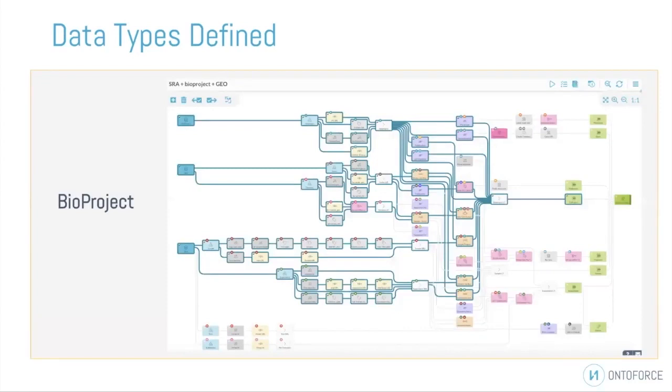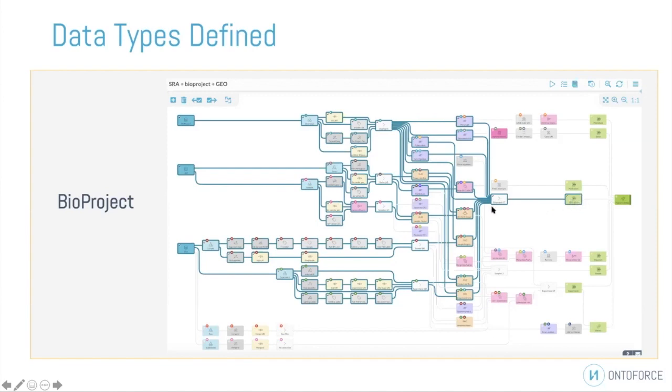But what is more interesting, maybe under the hood, is how the data is processed in such a way that we define a project. And so if you remember from previous slides, the last step here is to define a data type, and we have here data bioproject.